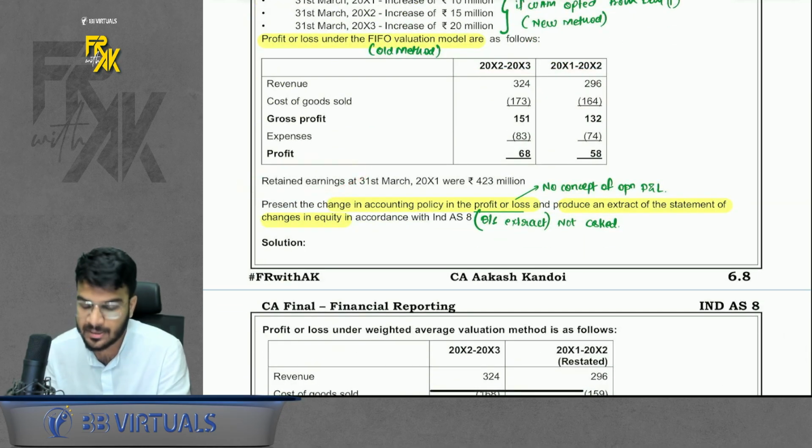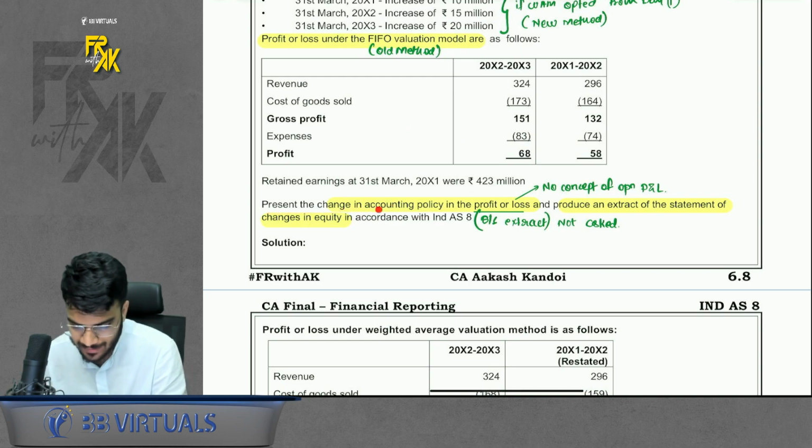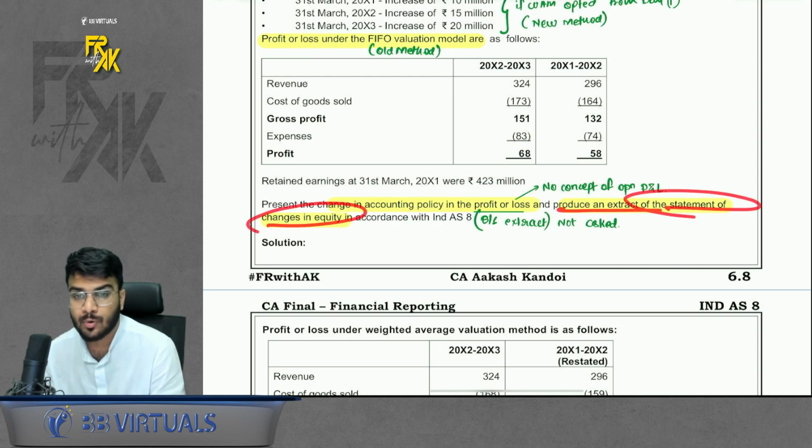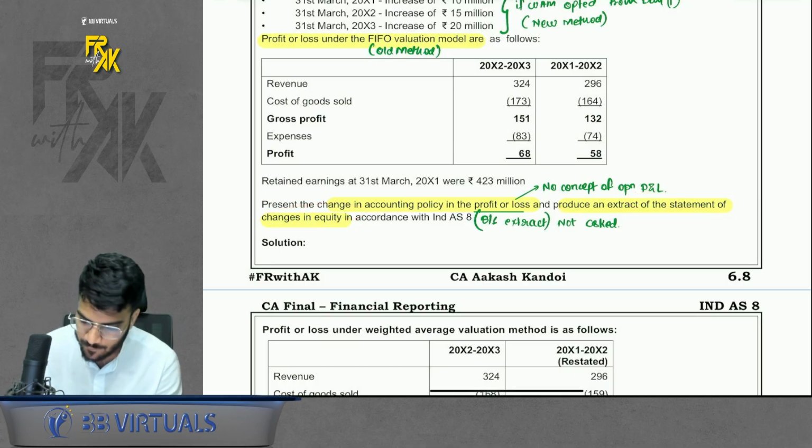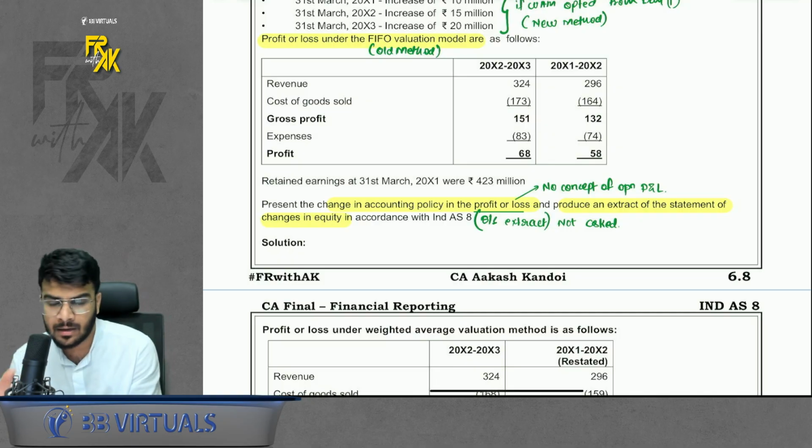As per the old method, 2 years profit and loss is given. RE balance, retained earnings balance, as on opening day of previous year is given. You are required to present the change in policy in profit and loss and produce an extract of SOCE, statement of changes in equity. Balance sheet is not asked. Do remember that. We know that whenever we apply an accounting policy retrospectively, we need to give an opening balance sheet, but balance sheet is not asked. Okay.